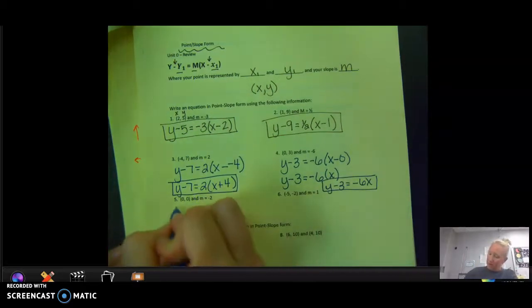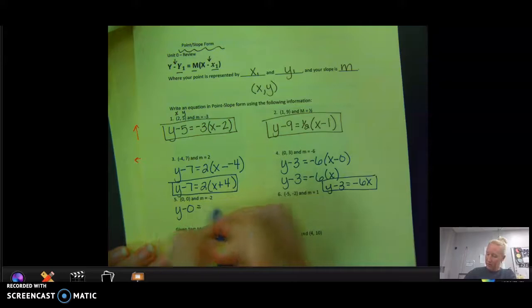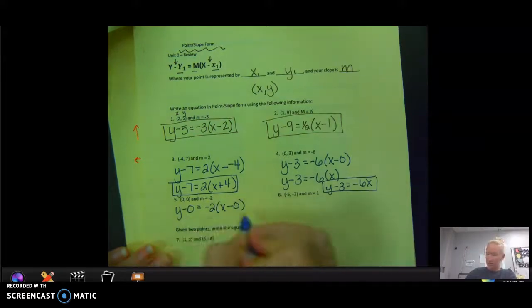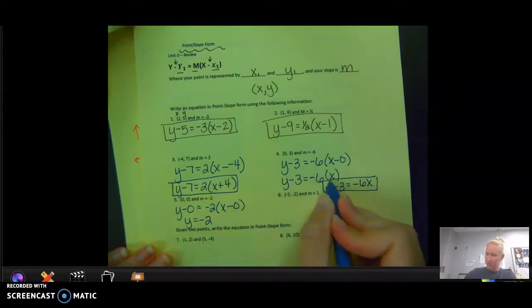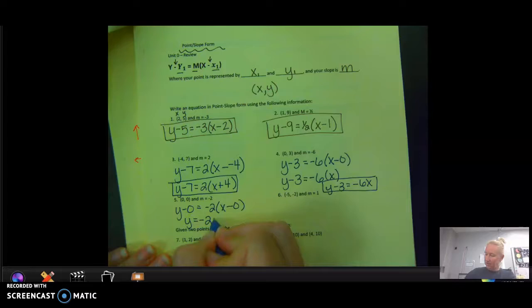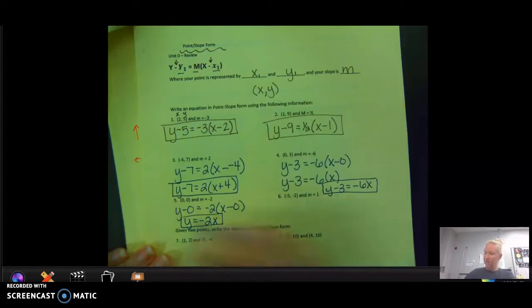Next one, y minus 0 equals negative 2 parentheses x minus 0. Let's reduce this down. Minus 0 doesn't do anything, so it's really just y. Minus 2, remember minus 0 doesn't do anything, so it becomes this, but it's just an x. So that's what it becomes.